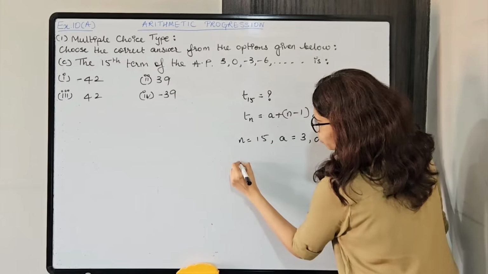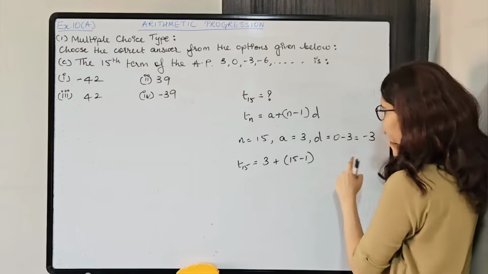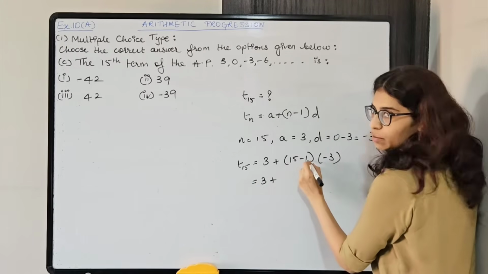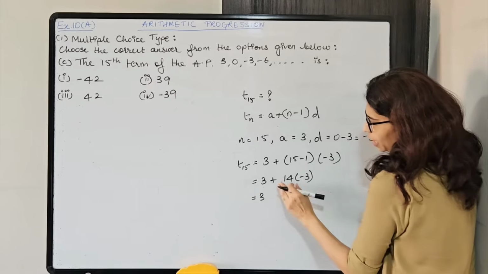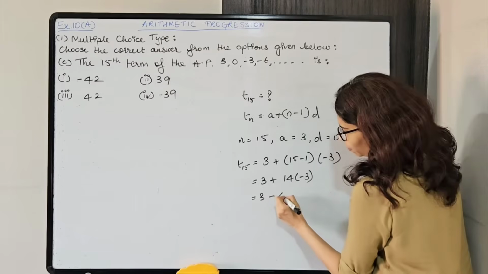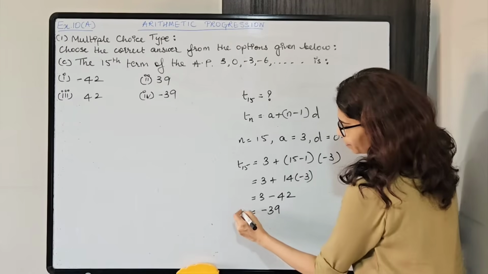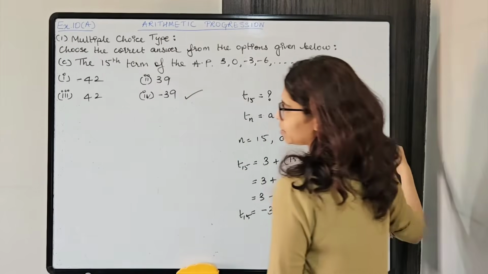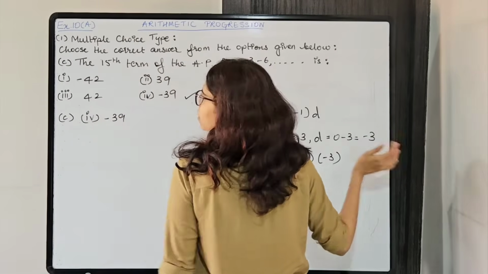So T15 is equal to A, 3, plus 15 minus 1 into D, which is minus 3. So 3 plus 15 minus 1, 14. 14 into minus 3. So plus into minus becomes minus. And 14 into 3 will be 42. 3 minus 42 becomes minus 39. So it is minus 39. That is, the fourth option is the correct option. All right. So for C, minus 39 is the correct answer.